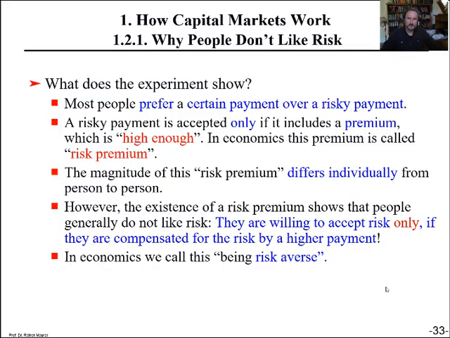Now, what does this experiment show? Perhaps we can draw the following conclusions. Most people prefer a certain payment over a risky payment. At least most of you. A risky payment is accepted only if it includes a premium which is high enough. In economics, this premium is called a risk premium. The magnitude of this risk premium differs individually from person to person.